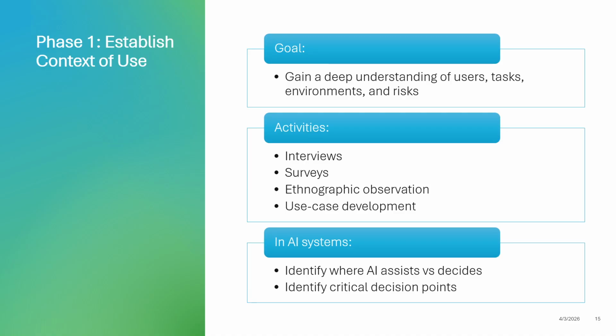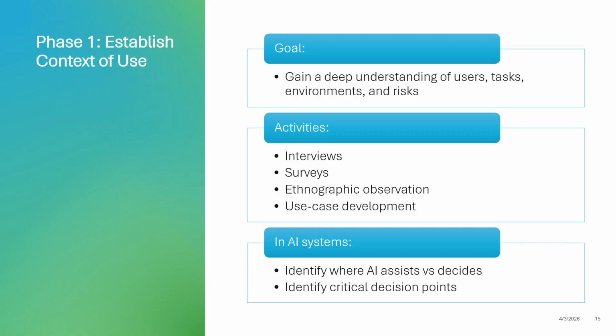Then let's talk about phase one. The goal of phase one is to gain a deep understanding of the user, the task, the environment, and the risk. Here is where we can use that TURF approach. The task is the different steps that a user needs to conduct. The user is who the user is. The representation is the actual device that we are using, the interface that we are creating, and the functional analysis is that goal.